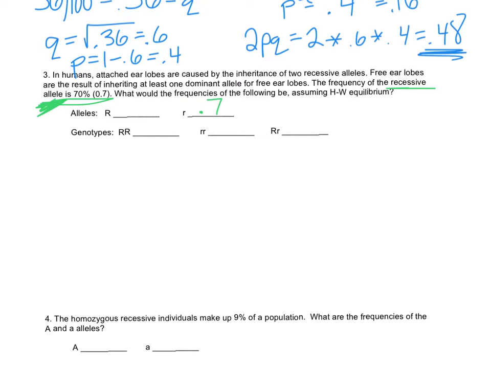To find my dominant allele, I know that they must add up to 1. So therefore, I know that the dominant allele must be 0.3. I'm then ready to solve for each of my phenotypes, what the organisms look like. Big R is p squared, meaning 0.3 squared.